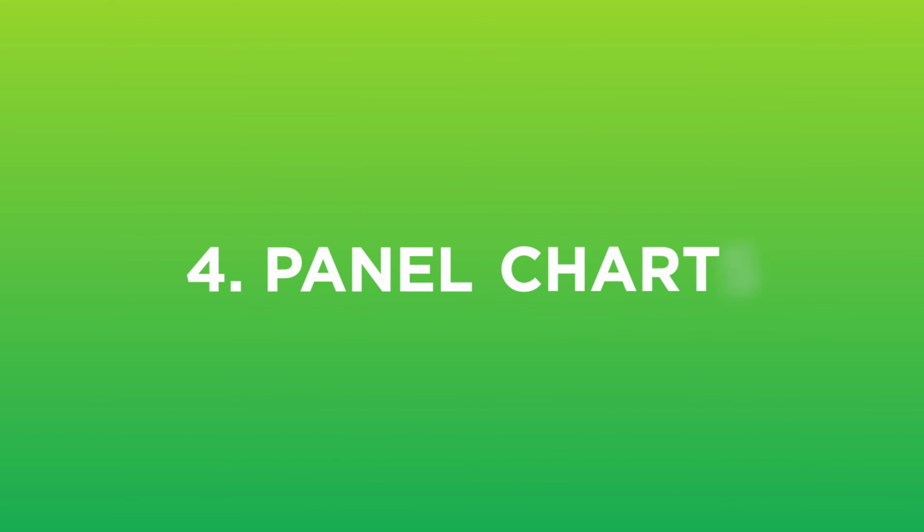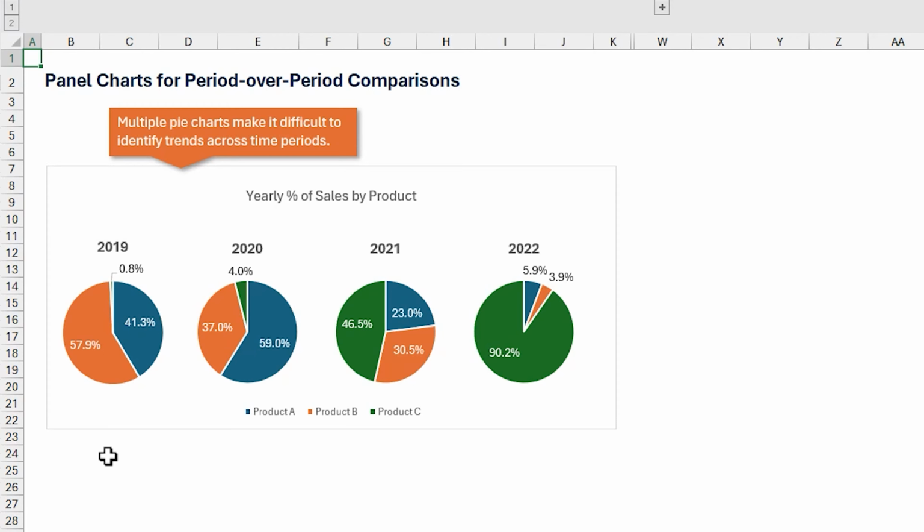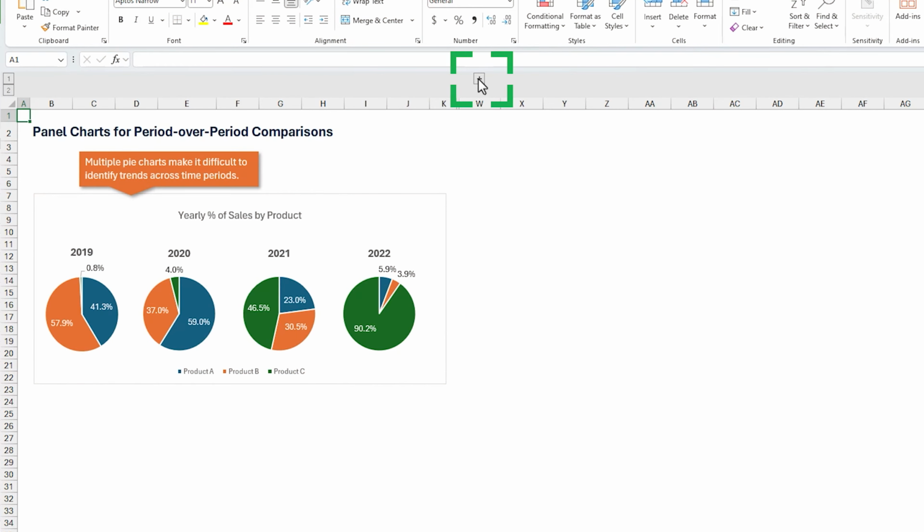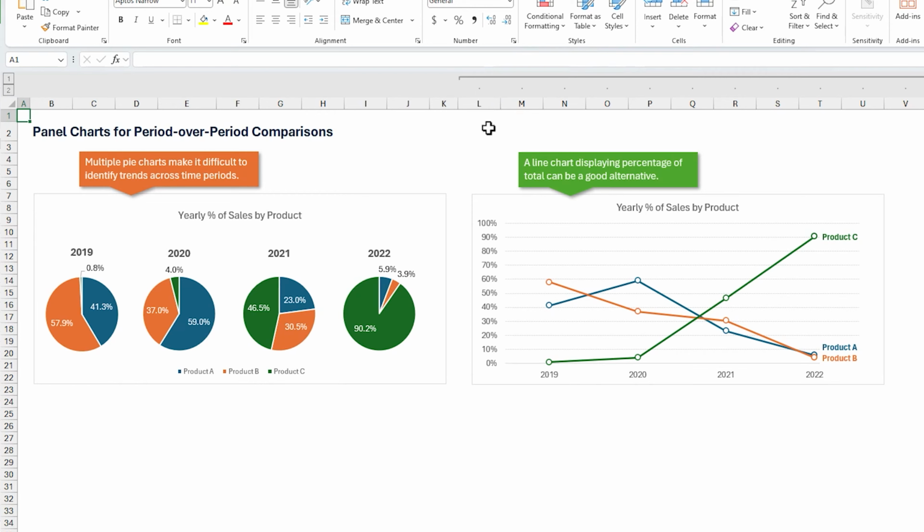Another common misuse for pie charts is panel charts, where you have multiple pie charts here to try and identify trends over time or across different categories. This forces the reader to do a lot of extra work to try and identify those trends. So one possible alternative here is a line chart. Here's the exact same data, but each of the categories is plotted on their own line, and it's much easier to see that product C here is going up over time and products A and B are going down as a percentage of total.